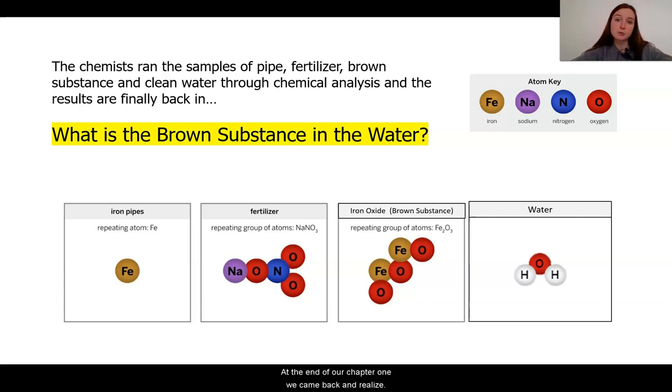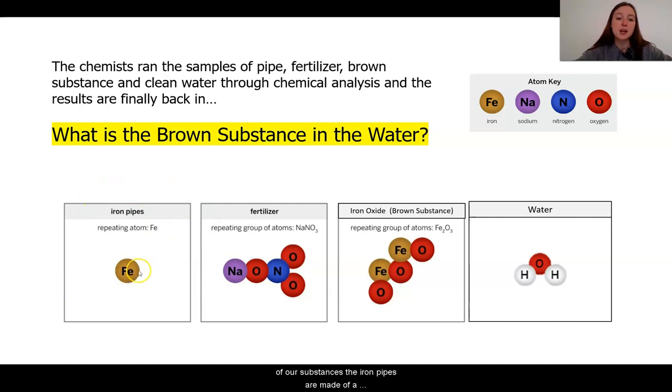At the end of our chapter one, we came back and realized that those samples that I showed you before, we were able to run them through a chemical analysis and get their structure. What atoms are they made up of? Here you can see the chemical structures of each of our substances.